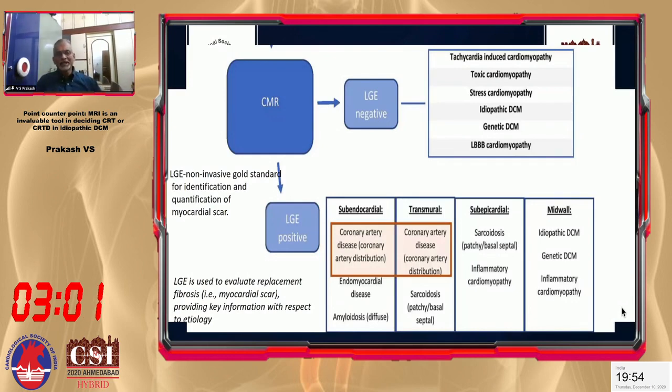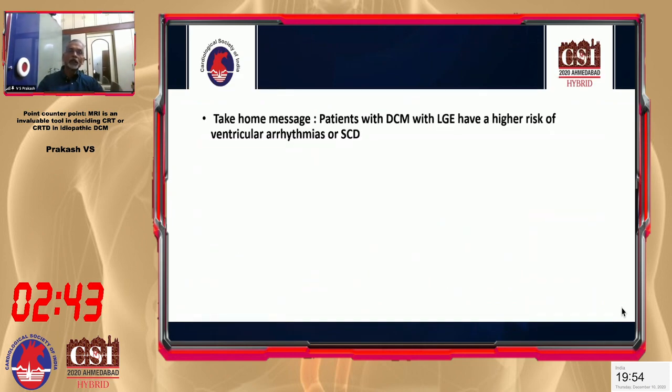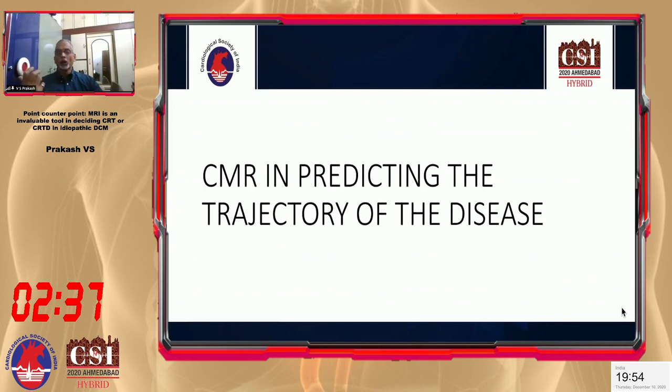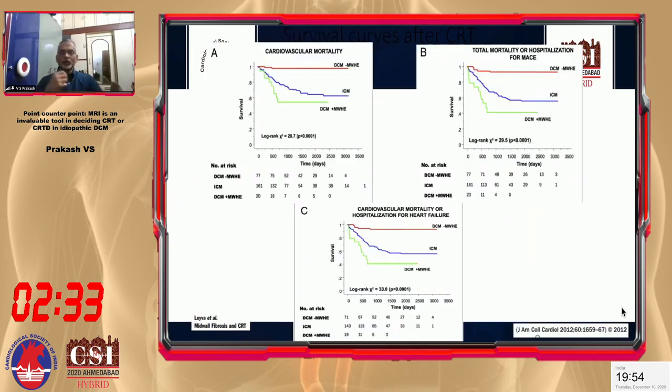So you look at CMR, LG negative, obviously you have the LBBB cardiomyopathy, genetic DCM and all that. But today our talk is confined to IDCM, where you have a mid-myocardial scar, unlike the large gamut of patients with IDCM who have a coronary distribution of scar. So the take-home message is patients with DCM and LGE have a higher risk of ventricular arrhythmias or sudden cardiac death. How was CMR going to predict the trajectory of a disease?